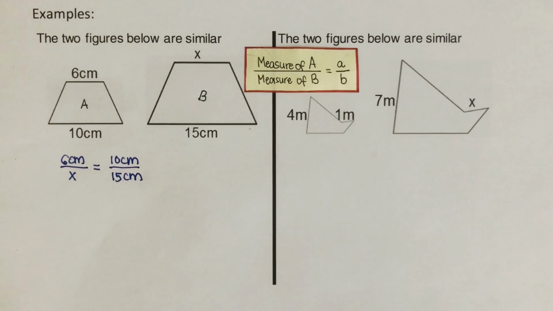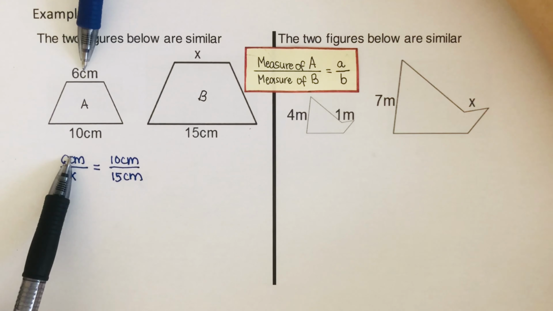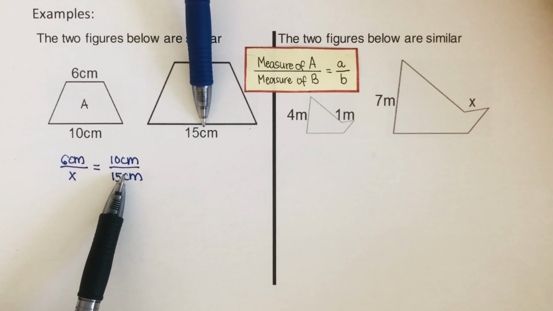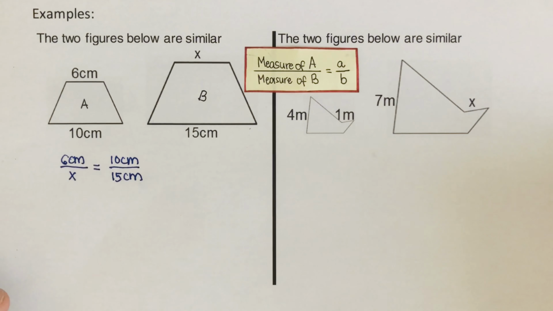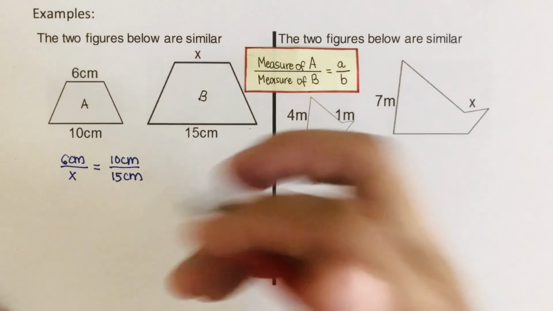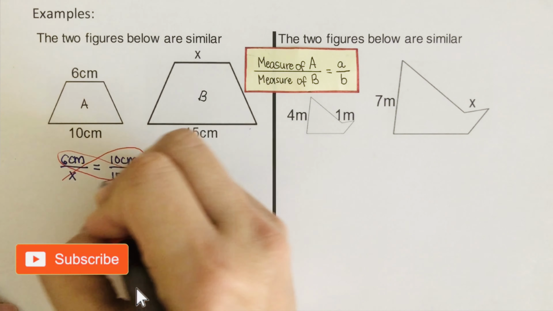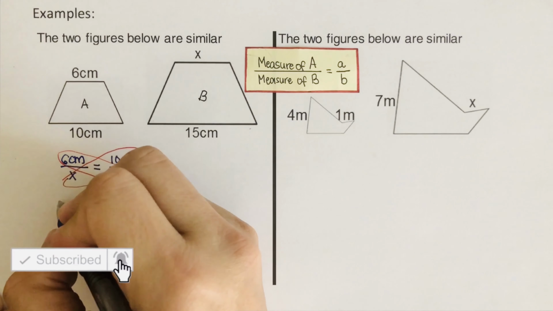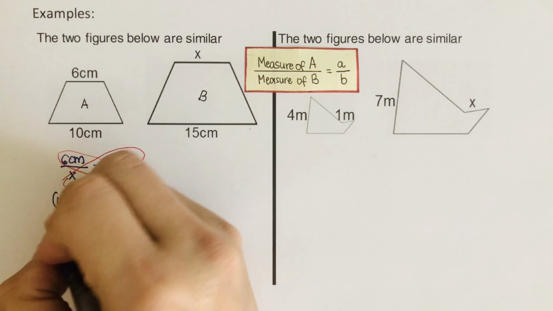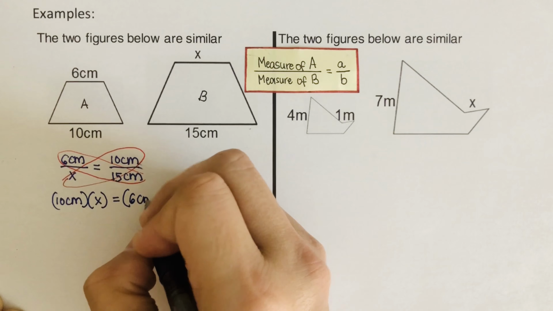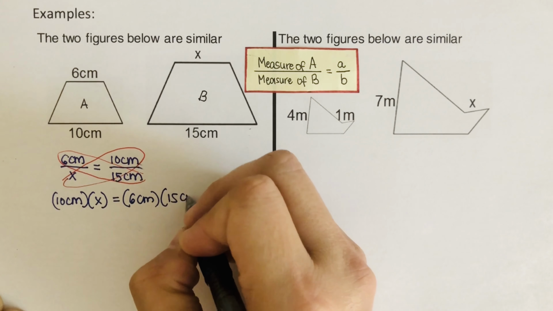I started out with the first over the second. So this is how it works: first over the second is equal to first over the second. Okay, so we are now ready to solve for X. In this case, we cross multiply these two fractions. So we have 10 centimeters, the partners are 10 centimeters and X, and the other one would be 6 centimeters times 15 centimeters.